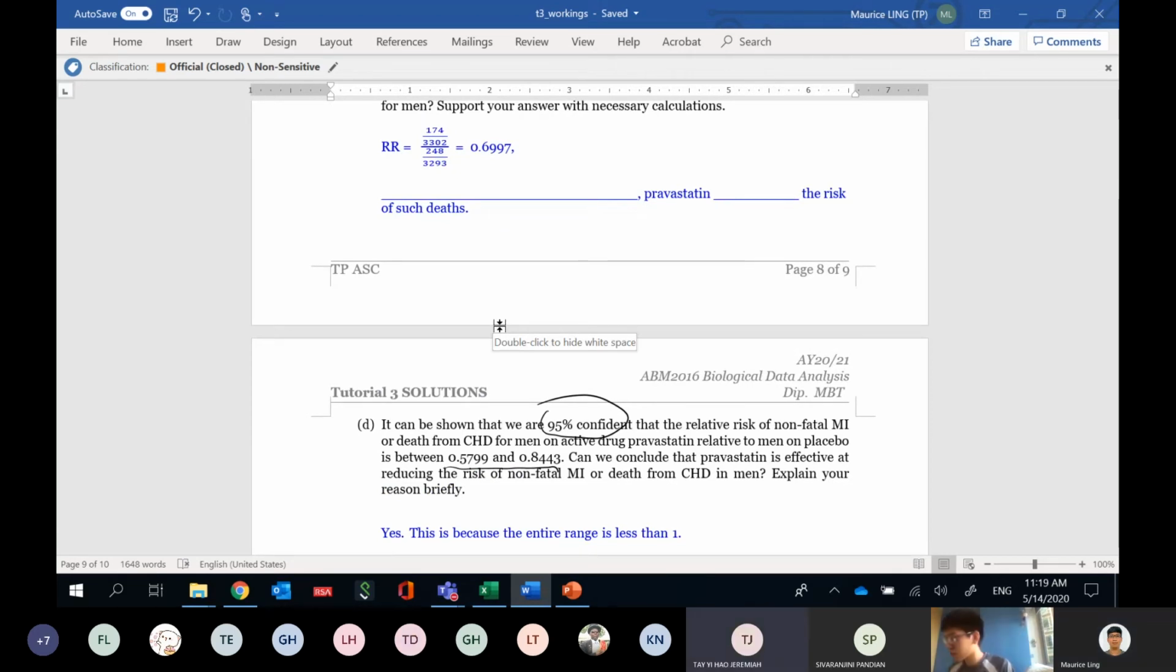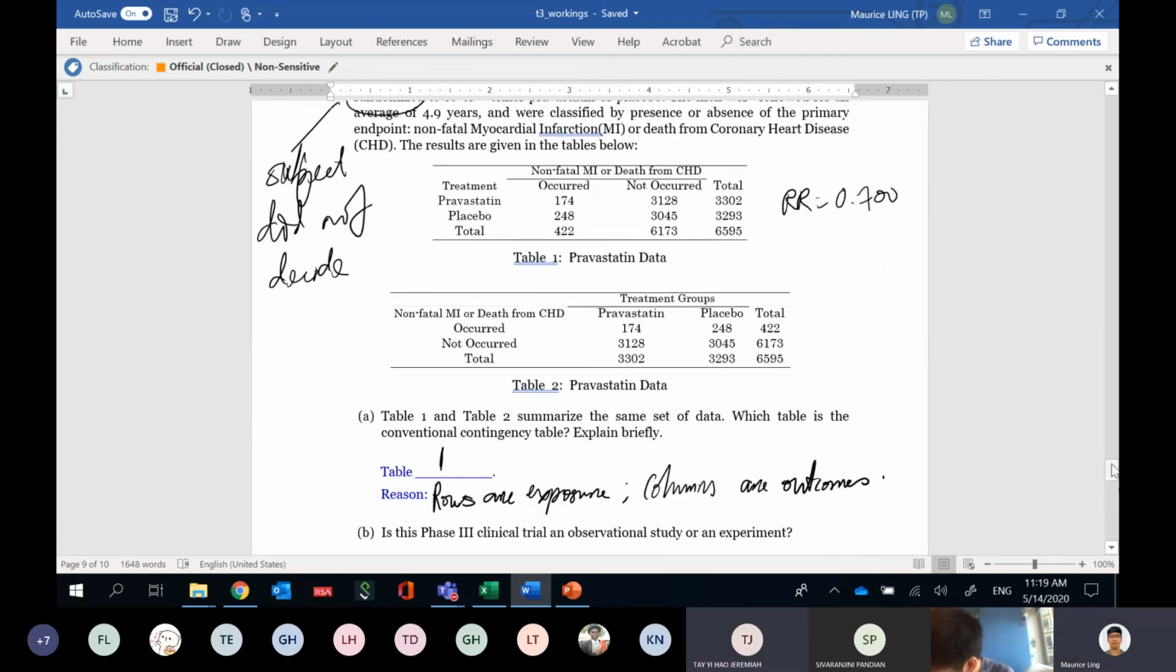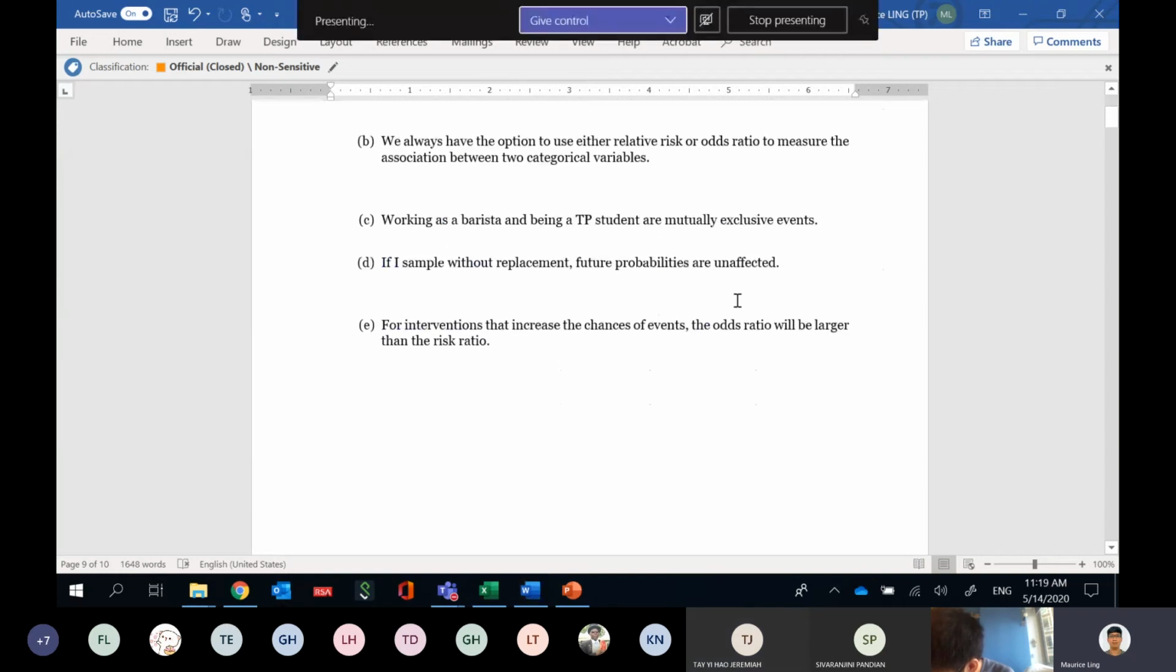Can I ask about question 1E? Okay, 1E, is it true or false? I don't know, make a guess. I don't understand what the question is talking about. If the intervention increases the risk, increases the chance of event.